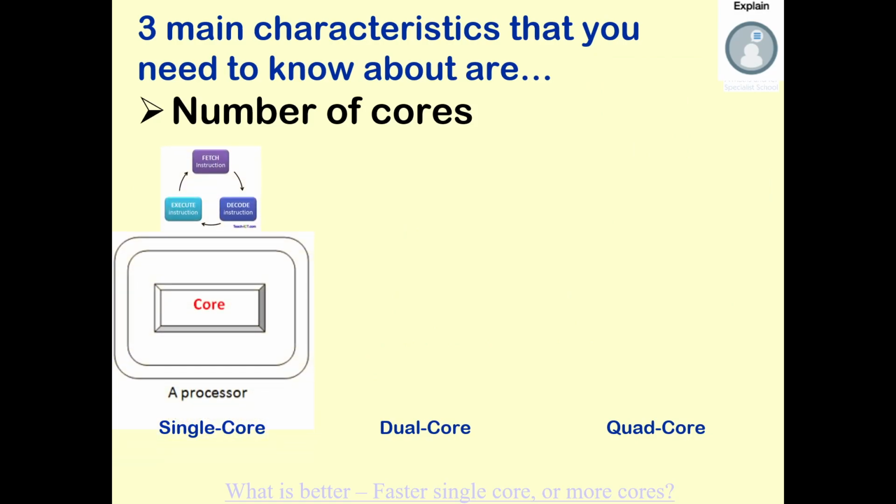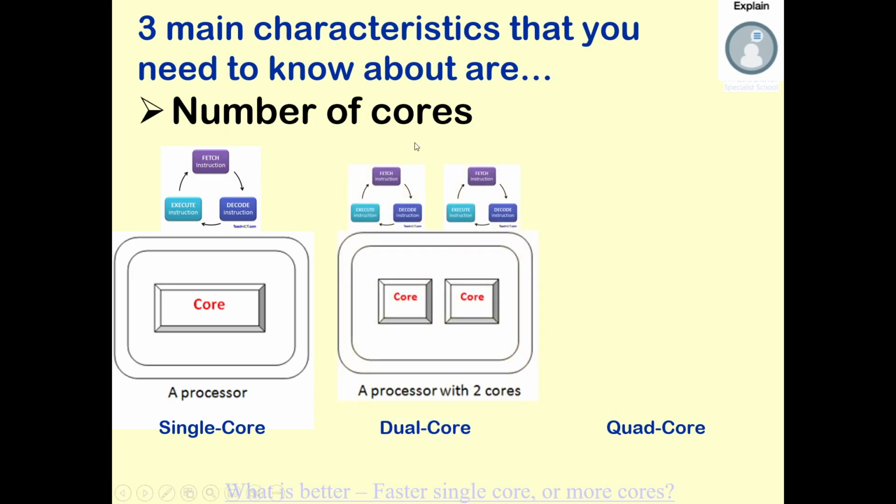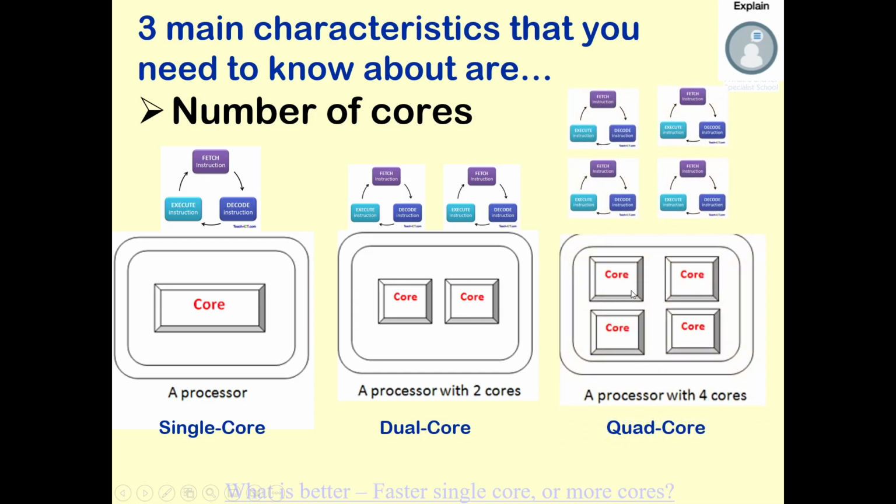And if you want to think about it, one core would just be a single core processor. But nowadays, you've got dual core processors that can do two FDE cycles at the same time. You've got quad core processors. You can see they can do 4 things at the same time, 8, 16, etc. The more cores you have, the more instructions it can do at the same time.